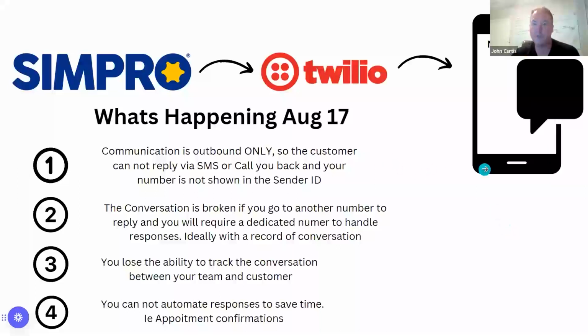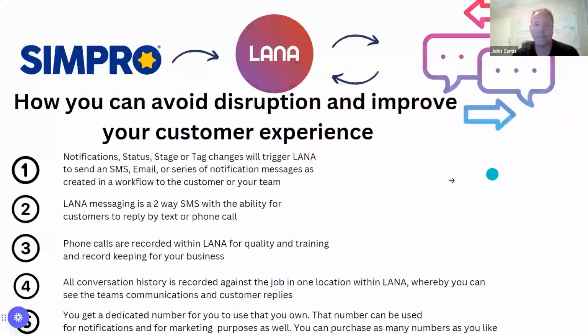So as you probably well know, Guy, working with us for a while now, Lana has existed for a while in terms of improving the messaging between customers already, and that includes a couple of things: notifications, tags, status changes, and so on. So that any action that you're doing inside of your SimPro account can automatically trigger not just one outbound message, but a sequence of messages in the form of a workflow. And of course, with our numbers, they're always two-way.